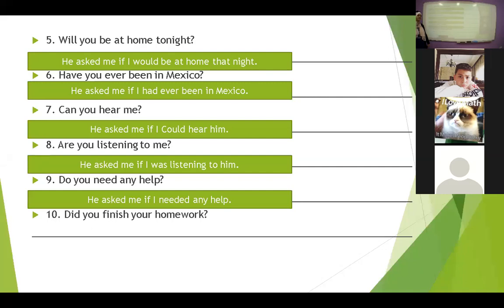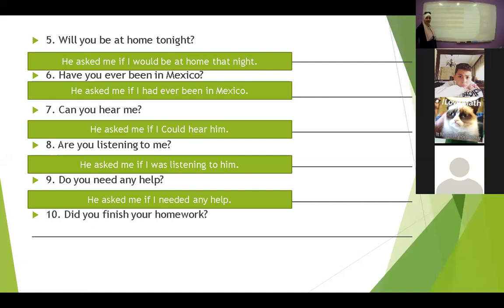Sure. Can I do it? Who is it? Muhannad. Someone else is talking. Muhannad and whom? He asked me if I finished my homework. Who's talking now? Muhannad, do number 10. He asked me if I finished my homework.